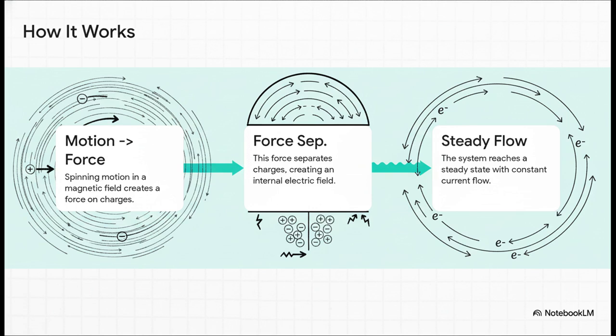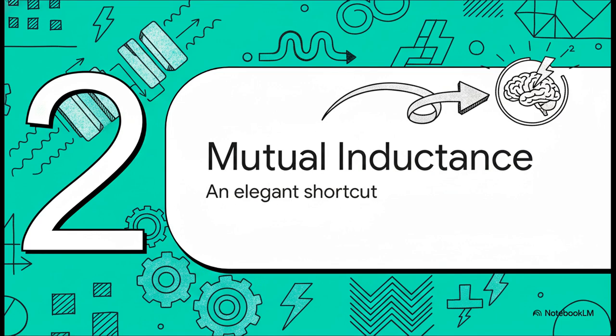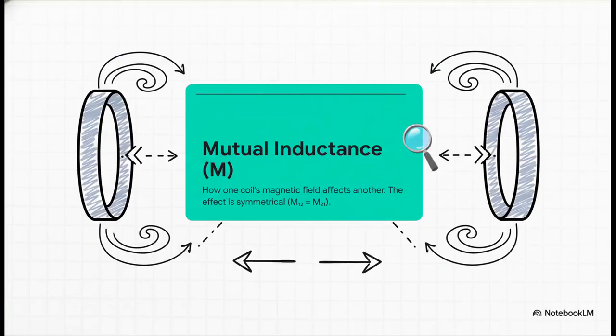That's the logic. All right, let's jump to the next problem. This one is all about something called mutual inductance, but really, it's a lesson in how to think like a physicist. How to find the beautiful, elegant shortcut. So what is mutual inductance? In simple terms, it's just a number that tells you how much the magnetic field from one coil of wire influences another coil of wire nearby.